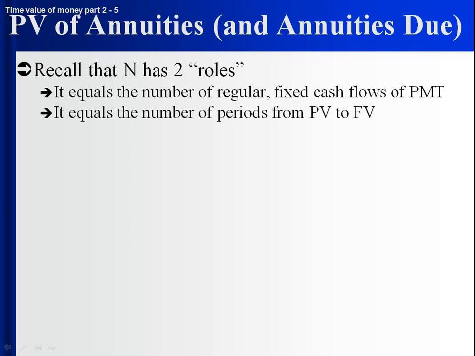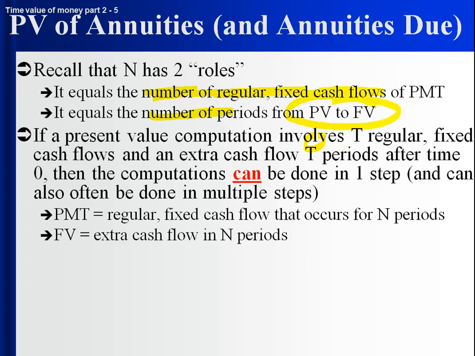There's a third way to approach it, which is we can actually do it in one step, but the reason is N has 2 roles. It's the number of regular fixed cash flows. So when we say PMT equals negative 5,000, whatever N equals is the number of payments. And then the mode will tell it, end mode says it starts in 1 year, or in 1 period. And also tells us the number of periods from PV, which is time 0, to FV. You can do it in one step.